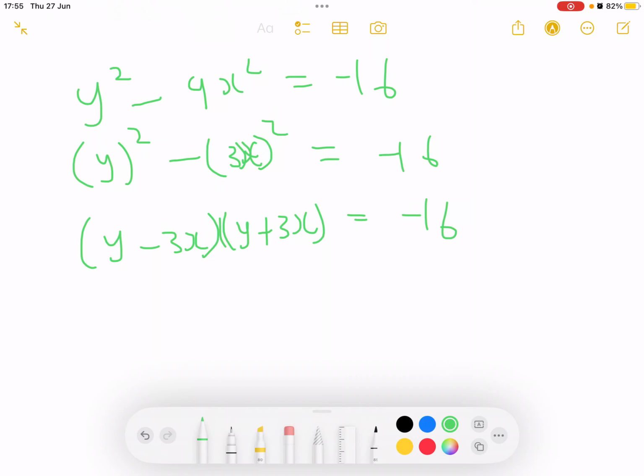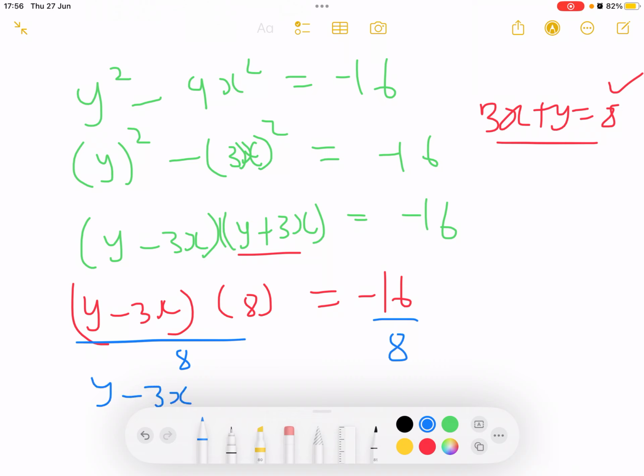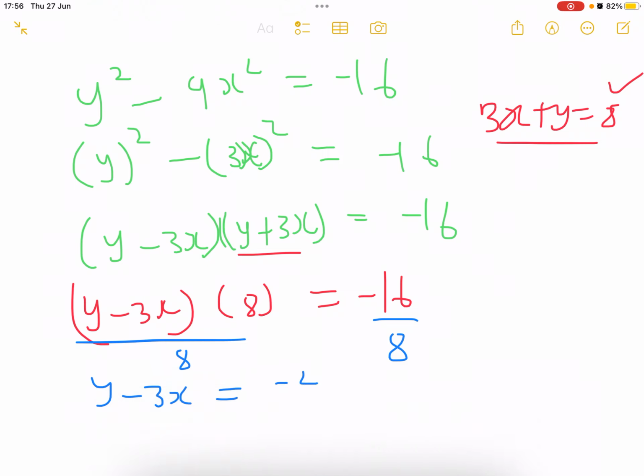But let us now look at what we have been given. We were also given 3x plus y equals 8, which means y minus 3x multiplied by this and this are the same, so this is also equal to 8. Then we substitute 8 here, it equals negative 16. Then we can divide by the 8 such that we get y minus 3x equals negative 2. Then that's our other equation.